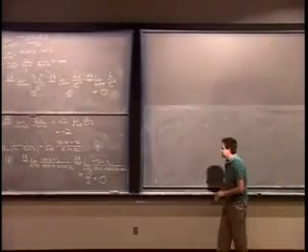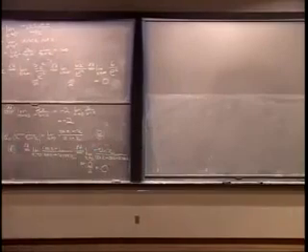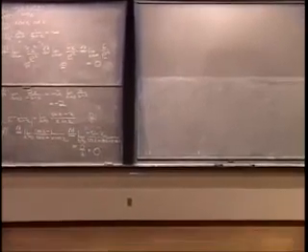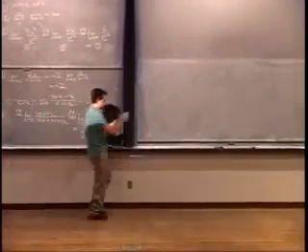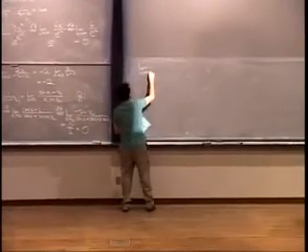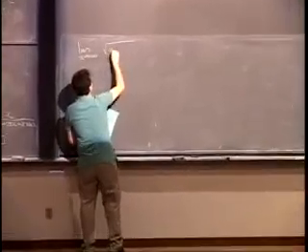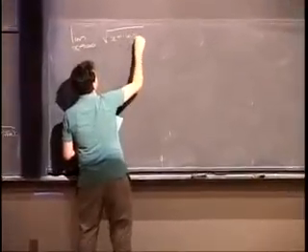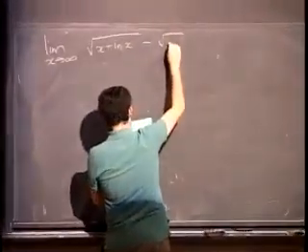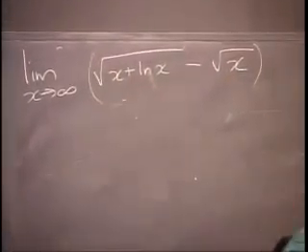All right. Well, here's another example. In fact, let me make sure I get it right. Limit as x goes to infinity of the square root of x plus natural log of x, minus the square root of x. Nasty example.